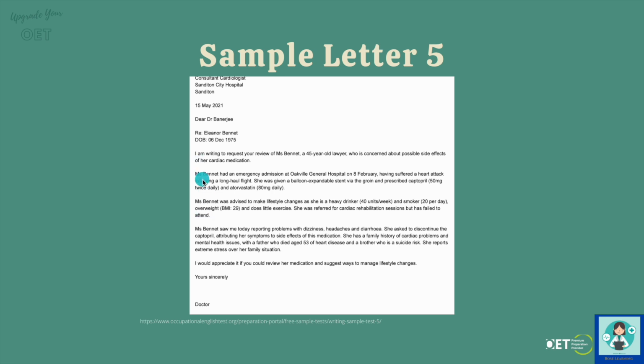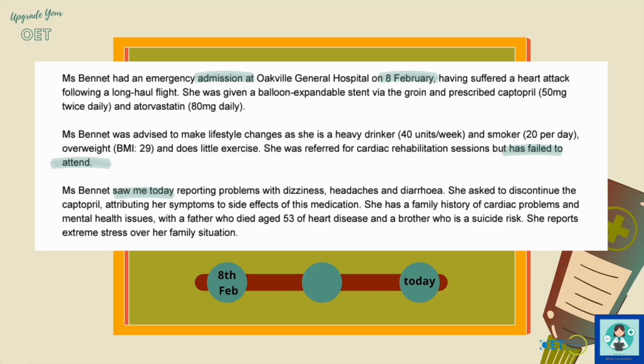Then you can see we've got 1, 2, 3, 4 body paragraphs, and then the typical ending. So we have here this timeline of the 8th of February, and then today, and then what happened in between. So Miss Bannert had an emergency admission at Oakville General Hospital on 8th of February, so nice and clear. Then we've got what happened, and then she saw me today. So we have this timeline here in between. She suffered the heart attack, she was given this treatment, this is her lifestyle, but she was offered cardiac rehabilitation, but she hasn't been to them.